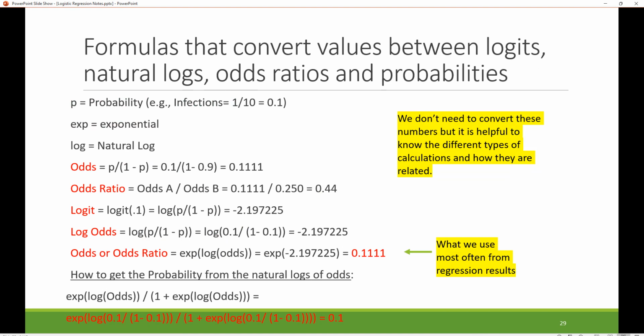And these are formulas that convert values between logits, natural logs, odds ratio, and probabilities. This is just to show that these are all related in some way, that we can back transform one value to the other. We don't need to convert these numbers, but it is helpful to know the different types of calculations and how they are related. What we most often use in regression results would probably be the odds ratio. And so that would just say, what are my chances compared to another category or factor level.